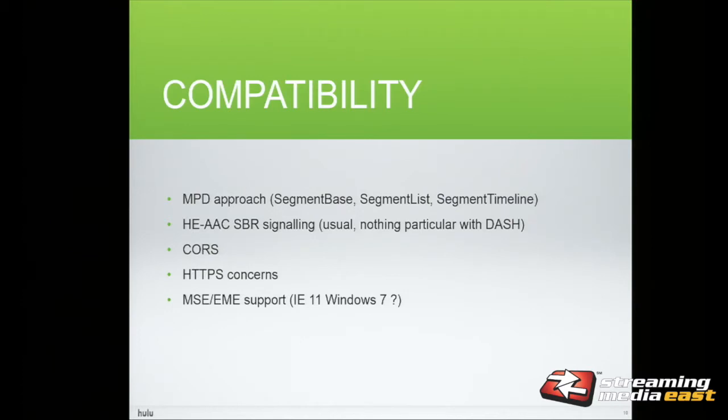Also, due to CORS, we are a little concerned about HTTPS. If you now embed your player in HTTPS, all the requests, including the cross-origin requests, have to be made in HTTPS. And as people know, HTTPS costs a lot more to stream than HTTP. We still don't know how that's going to work, but it's a big concern for us.